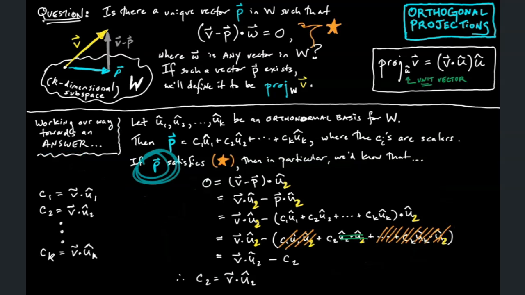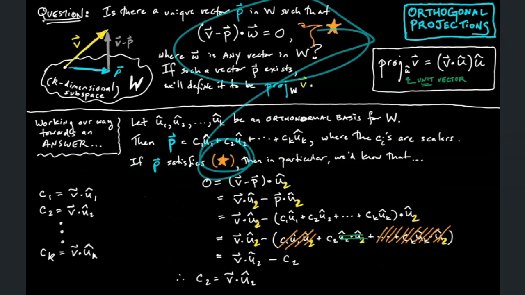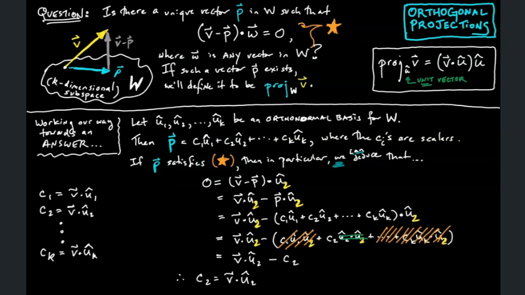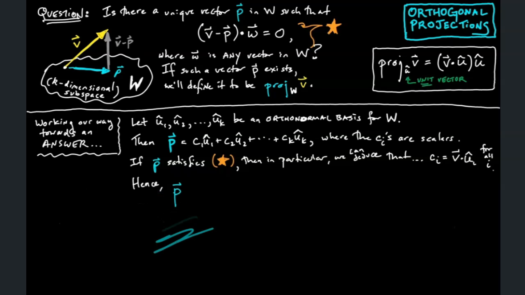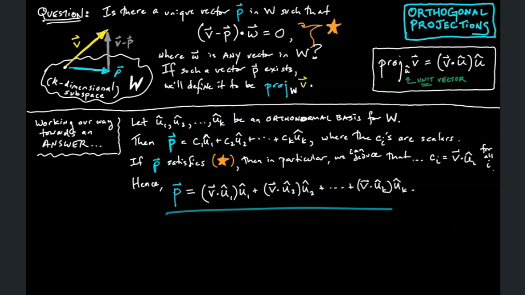For some vector P to satisfy the condition we want, then in particular, we can deduce, as we just did, that Ci is V dotted with Ui for all the i as i runs from 1 to k. Hence, we know something about P. We know that it is equal not just to this very general expression, but if we substitute in for all of the values of c, we get this expression. P is not merely C1 U1, but V dot U1 U1.